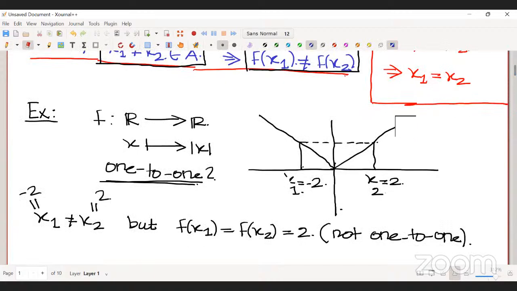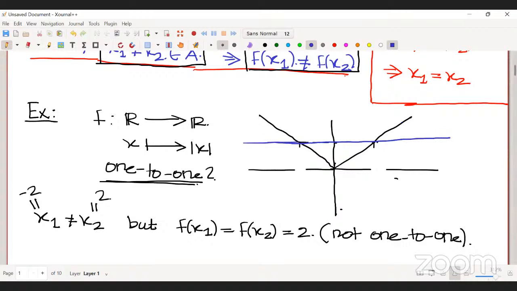so this is the graph of the modulus function, right? If I draw a horizontal line, then as you can see here, you have 2 points. This horizontal line crosses the graph of the function more than once. So this is precisely saying that you have two elements in the domain and the images of these two elements are the same. That means this function cannot be 1-1.